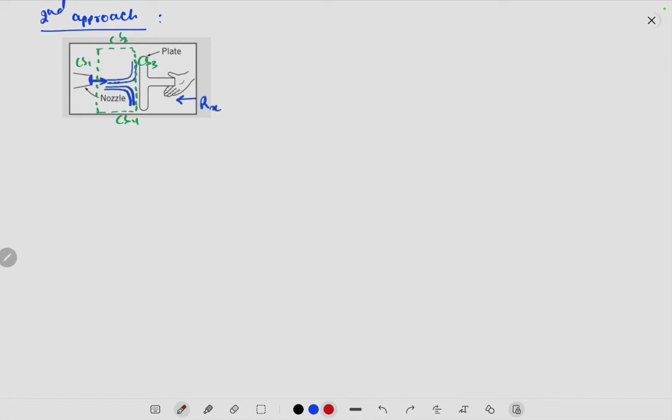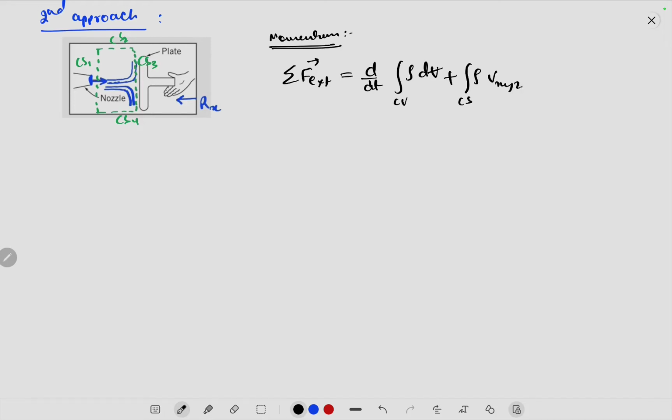Now let's again write the Reynolds transport theorem equations for mass and momentum. We can see from the previous approach that the equation from mass was not useful to us, so let's just write the momentum equation now. So what was the momentum equation? Momentum equation is summation over F external vector is equal to d by dt integral over control volume rho dv plus integral over control surface rho Vxyz dot dA.